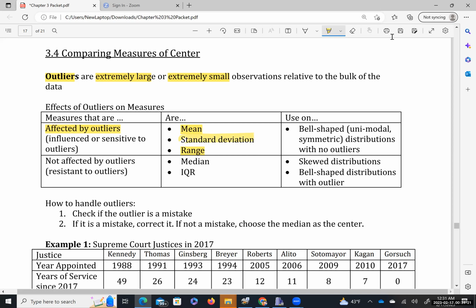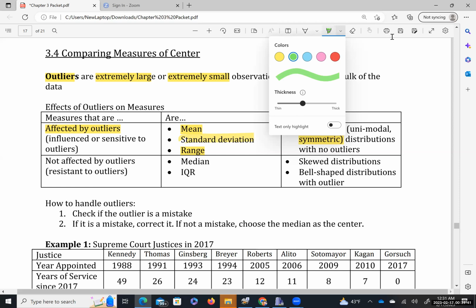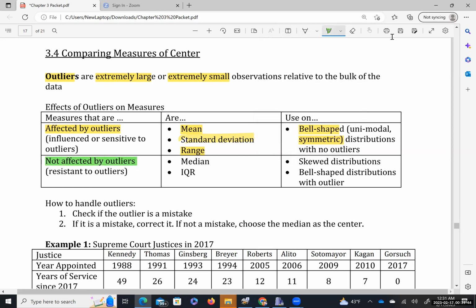So they are used in bell shape, such as unimodal symmetric, right? With no outliers for that. For the ones that are not affected by outliers, we use the word resistant to outliers. It's going to be the median and IQR. So they are used on skewed distributions or bell shape with outliers.